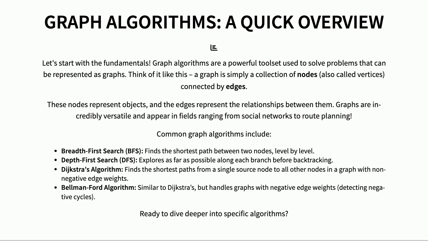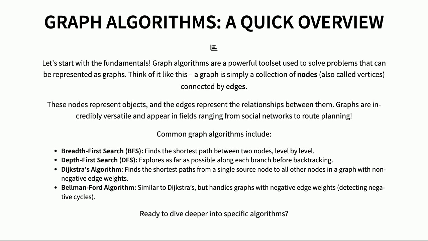Okay, let's talk about graph algorithms. Essentially, they're a way of tackling problems when you can represent things and their relationships as a network of nodes connected by edges. Think of it like friends on social media. Each person is a node, and the connection between them is an edge. There are several key algorithms, like breadth-first search, which finds the shortest path level by level, or depth-first search, which explores deeply before backing up.